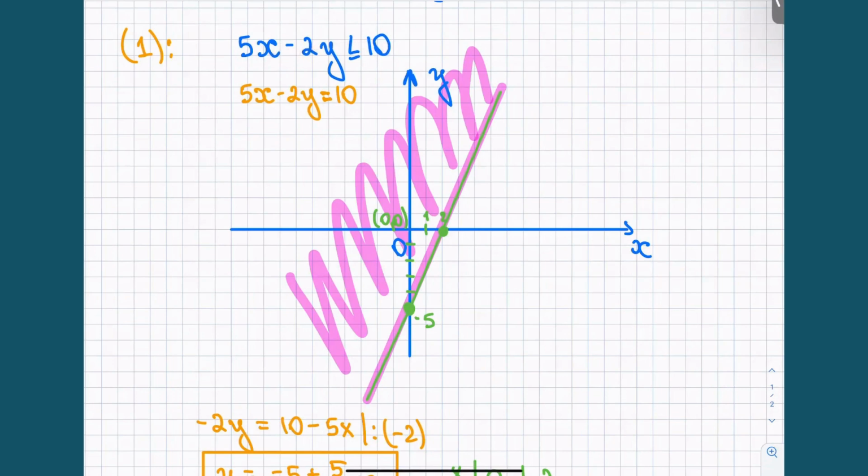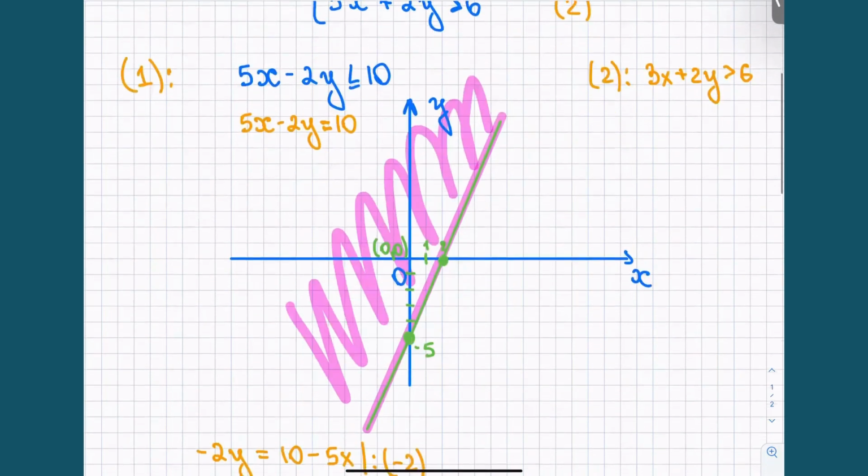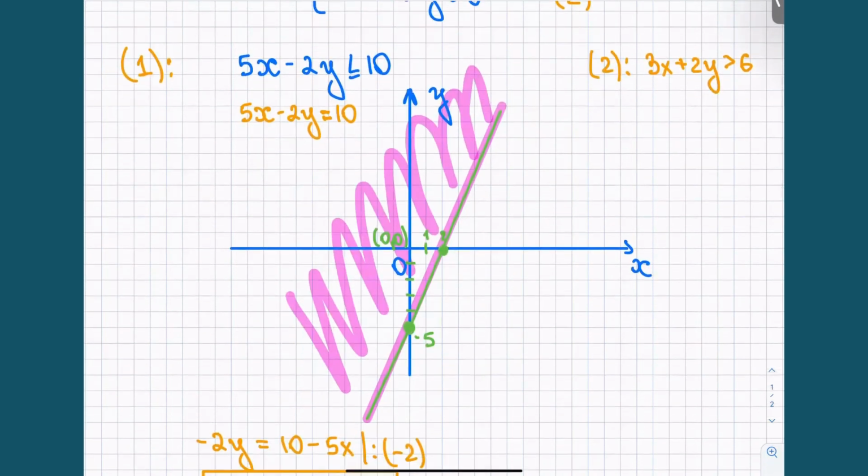Very good. So now similarly, dear students, we deal with the inequality number 2. Which inequality did we have? We had 3x plus 2y greater than 6. So now, dear students, we will just do the same thing. We try to isolate y right here.